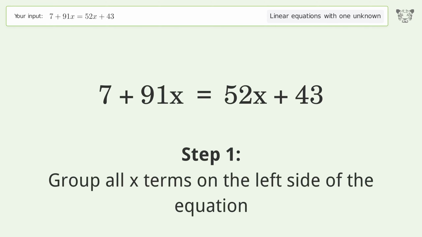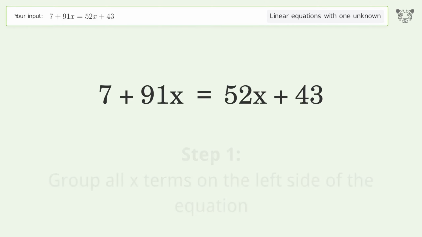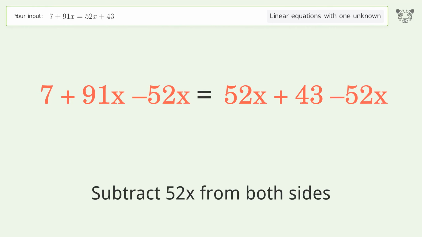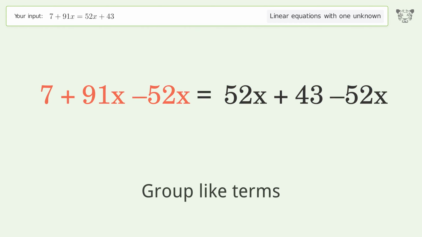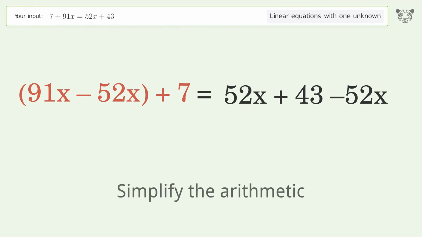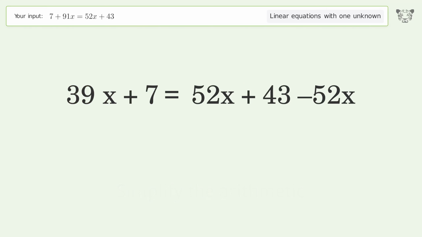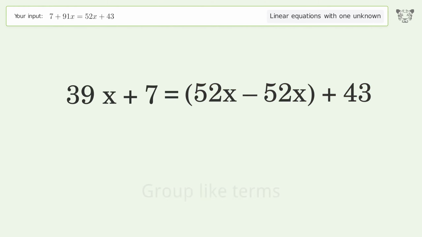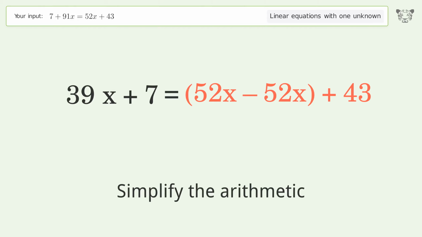Group all x terms on the left side of the equation. Subtract 52x from both sides. Group like terms. Simplify the arithmetic. Group like terms. Simplify the arithmetic.